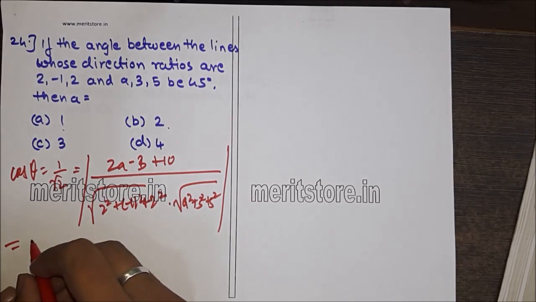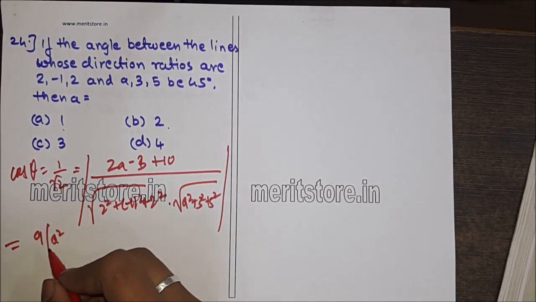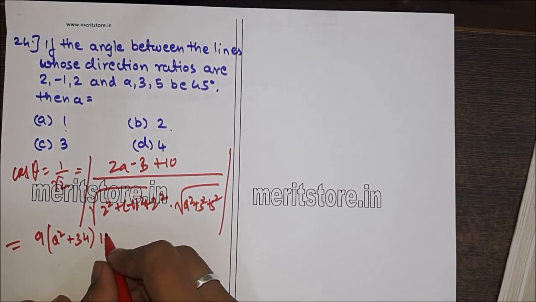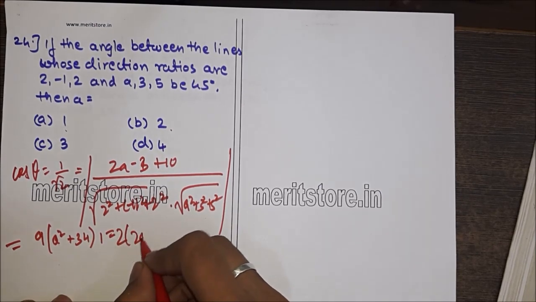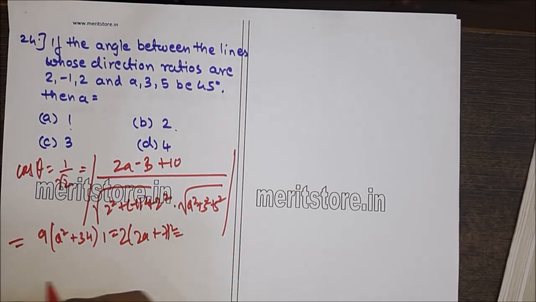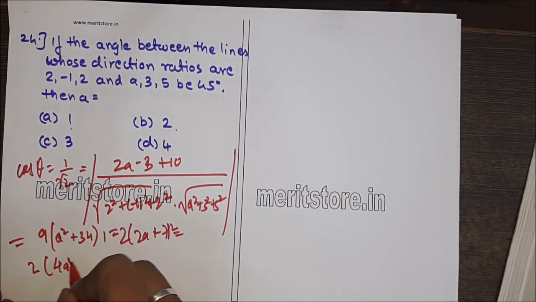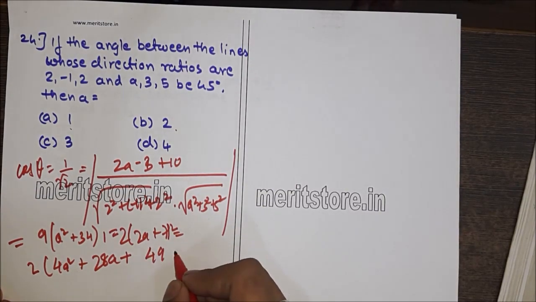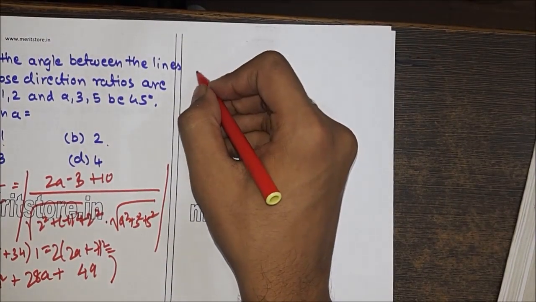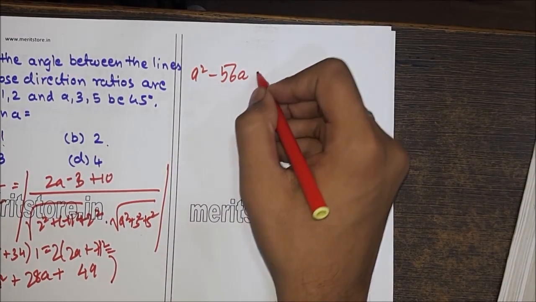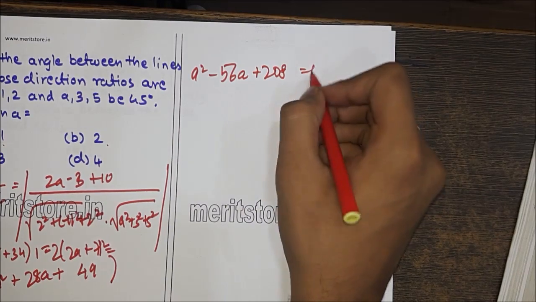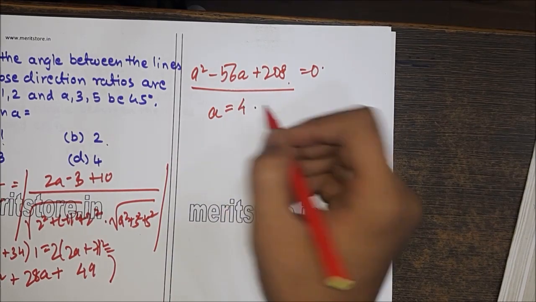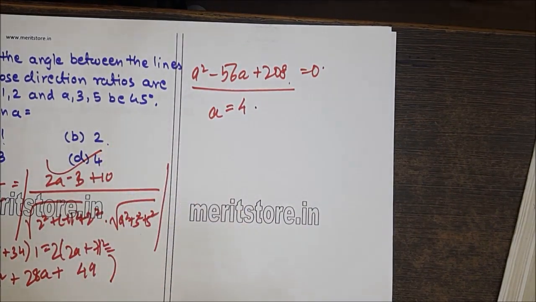So here we get the following equation: 9 times a square plus 34, which is equal to 2 times 2a plus 7 the whole square, which is equal to 2 times 4a square plus 28a plus 49. So further solving this, we will get a square minus 56a plus 208 equal to 0. Solving this equation, we'll get the value a is equal to 4. So our correct answer is option D.